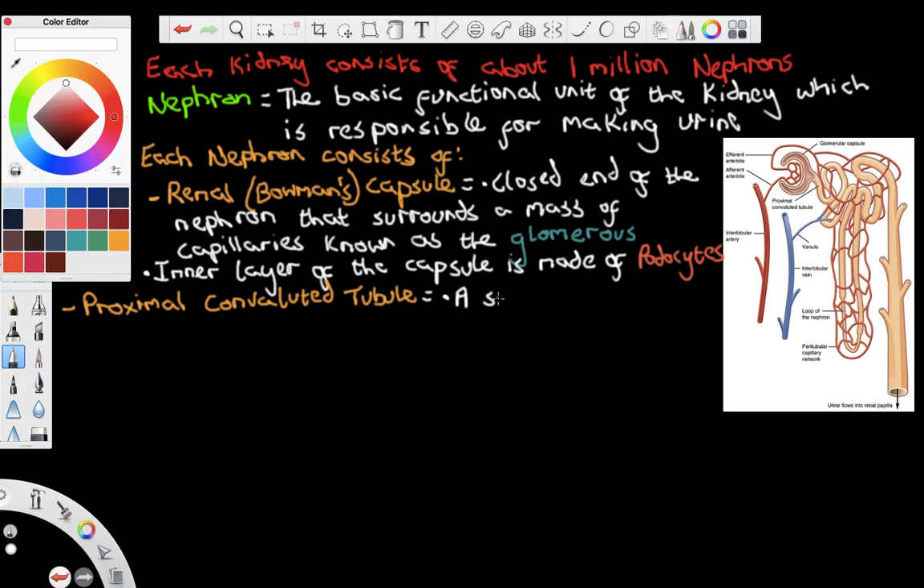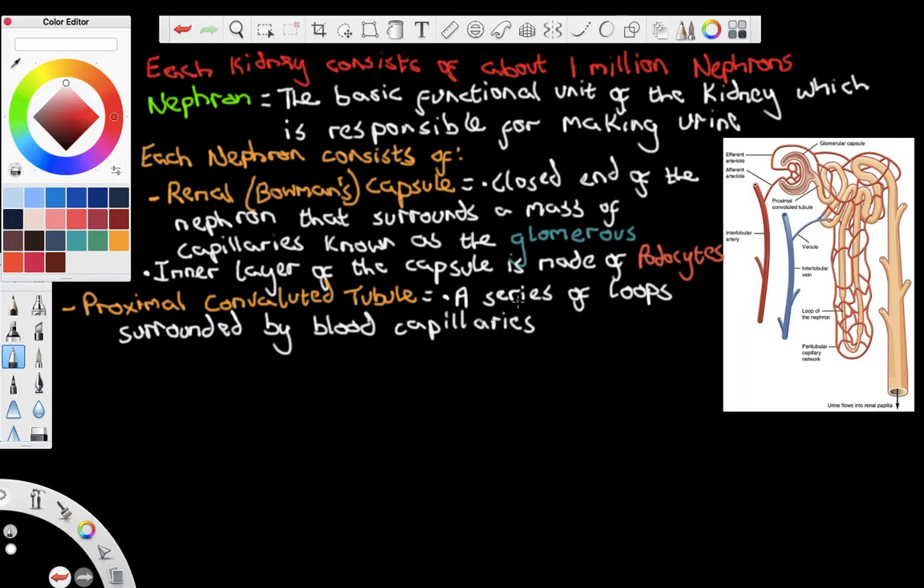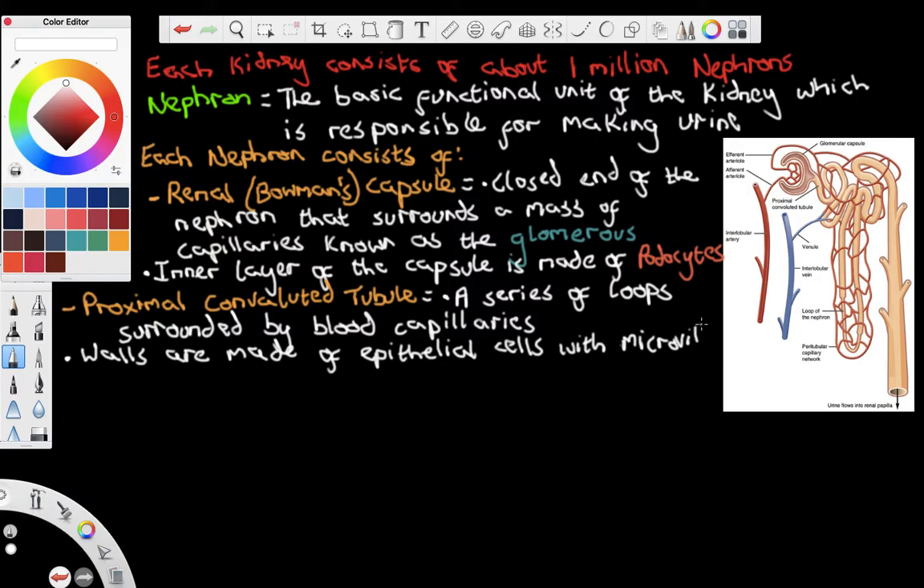capillaries, and we can say that the walls are made of epithelial cells with microvilli. Okay.